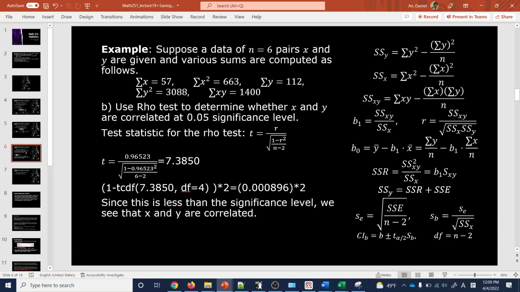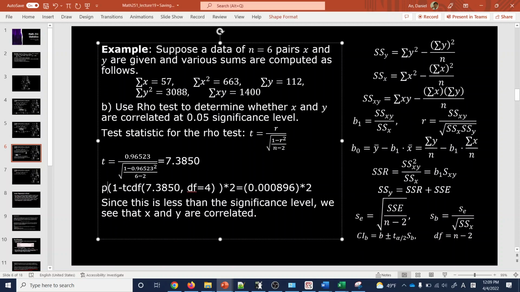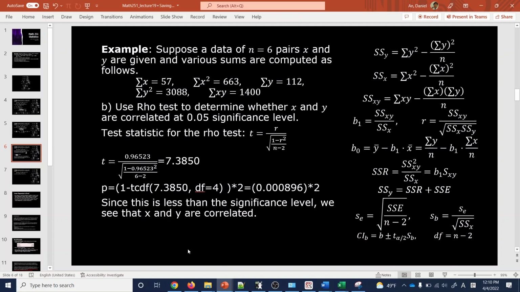Yes? How did you use the significance level? So this p-value, this is our p-value. If the p-value is less than the significance level, then we reject the null hypothesis, right? Yes. You compare it. If the p-value is less than the significance level, then we reject the null hypothesis.